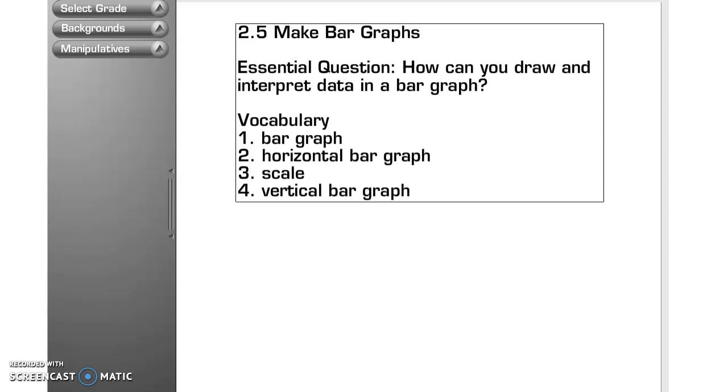The vocabulary words that you'll see are bar graph, which is information that is in a table. Horizontal bar graph, which is when the bars go across from left to right. The length of the bar shows the number. Scale, a scale of equally spaced numbers helps you read the number each bar shows. And vertical bar graph, which is when the bars go up from the bottom. The height of the bar shows the number.